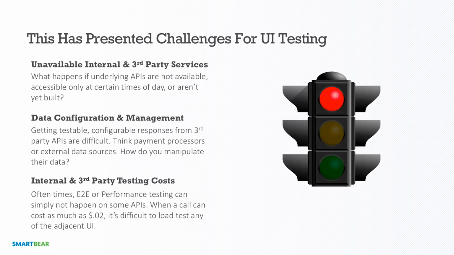And then finally, internal and third-party testing costs. Oftentimes, end-to-end and performance testing simply can't happen because of the cost of the back-end token. So let's say we're testing a form and we'd like to load test that form. Well, if that form is hitting a live API that is costing us something, or going into a database like Salesforce or a marketing automation tool, we can't really load test that and bring 100,000 virtual users into that. It's going to cost us a lot of money. And you'll see again that virtualization can help us there and decrease our actual capitalization costs while we're going through the testing process.